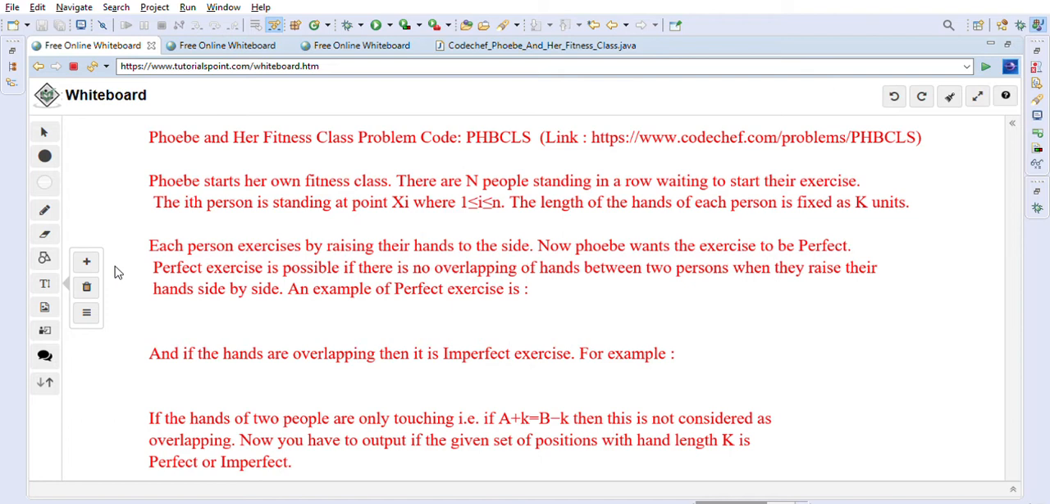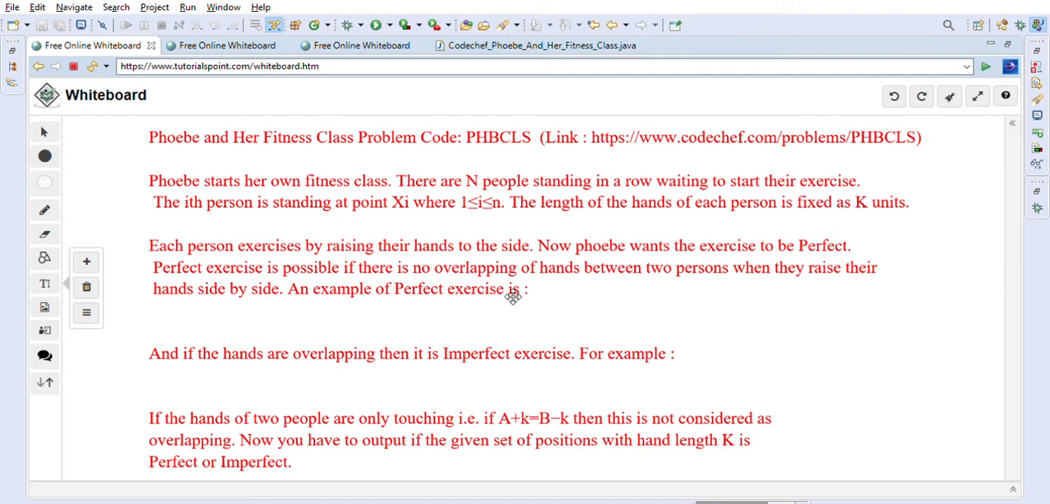So let's look into the Phoebe and her fitness class problem statement first, and then we'll look into some examples and the Java solution for the same. So Phoebe starts her own fitness class. There are n people standing in a row waiting to start their exercise. The ith person is standing at point xi, where 1 is less than or equal to i is less than or equal to n. The length of the hands of each person is fixed as k units.